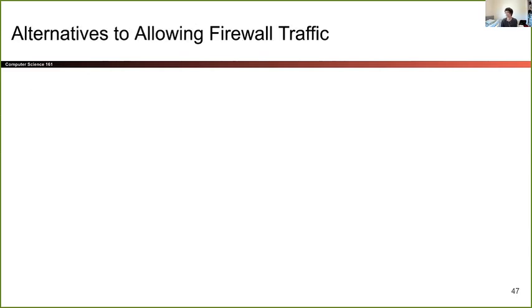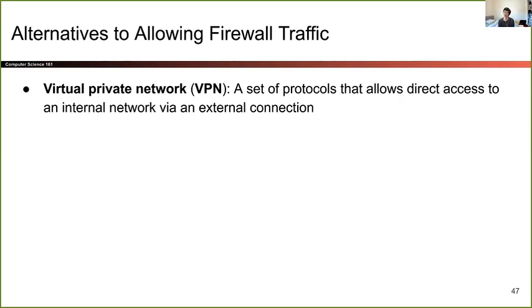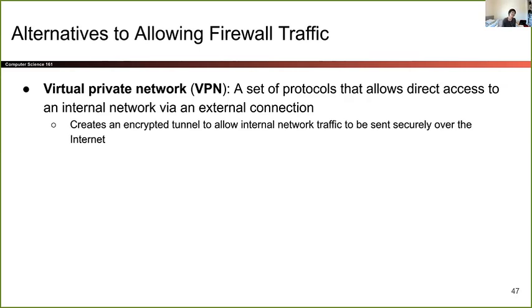So some alternatives to allowing firewall traffic: the only option available to you isn't just punching a hole in your firewall. You could do something called a virtual private network. Now, I know everyone's heard of the term VPN. It's kind of a buzzword nowadays in marketing, but a VPN is really just some set of protocols that allows you access to an internal network via some external connection. So technically what it does is it creates an encrypted tunnel, and internal network traffic is sent through this encrypted tunnel that's sent through the internet.